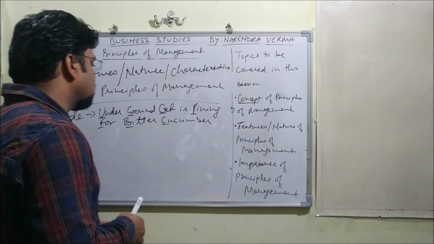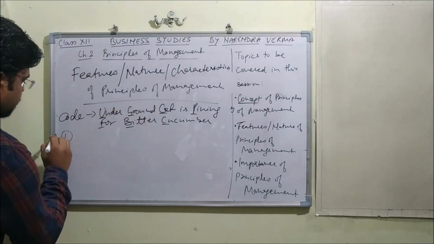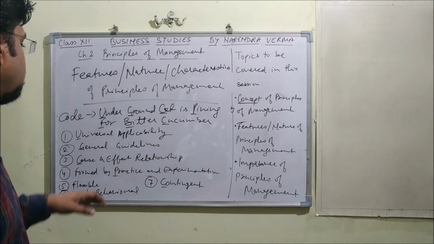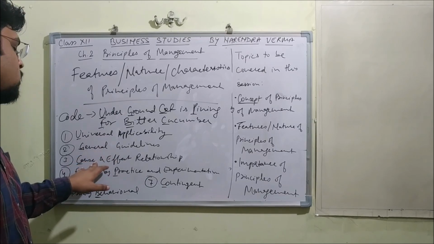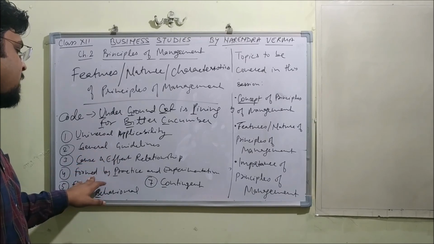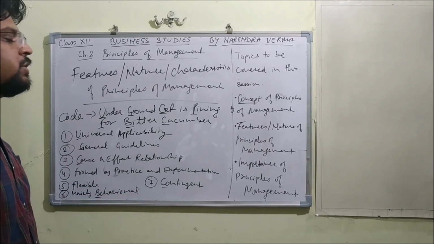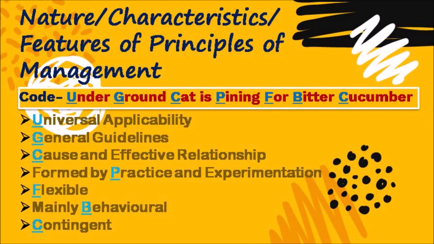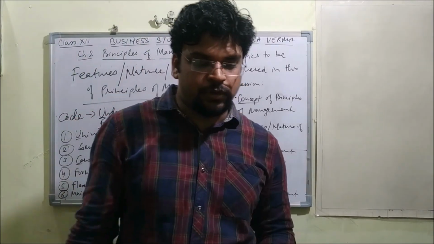Okay, now let's take the first letter of these and then we form the features. So these are the 7 features of principles of management: universal applicability, general guidelines, cause and effect relationship, formed by practice and experimentation, flexible, mainly behavioral, and contingent. Okay, you can easily remember these all together by this code. Now let's understand the meaning of these one by one.